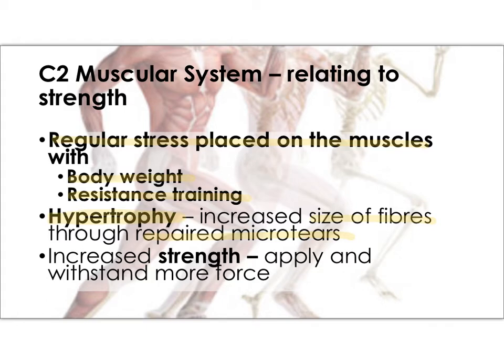Increased size of these muscle fibres means they're less likely to break at the same intensities that we did before. So in terms of training, we've now overloaded it, so we still create these micro tears. Otherwise, our fitness would plateau in terms of strength. But what it does mean is, because we can withstand more force again, we're going to have increased strength, which means we can apply more force.